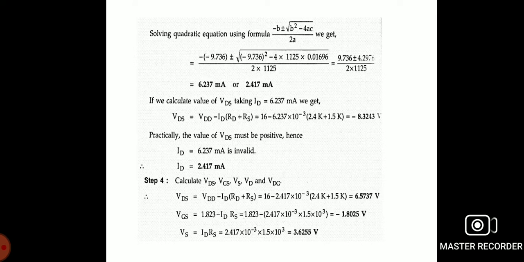Now we have to calculate the drain source voltage, the gate source voltage, the source voltage and the drain voltage and the drain gate voltage. So now we apply the formula for the drain source voltage, VDD minus ID into RD plus RS, and the gate source voltage, that is the value of the gate voltage minus ID into RS. The value of the source voltage is equal to the drain current times the source resistance. Now we get the final output of 3.62555 volts.